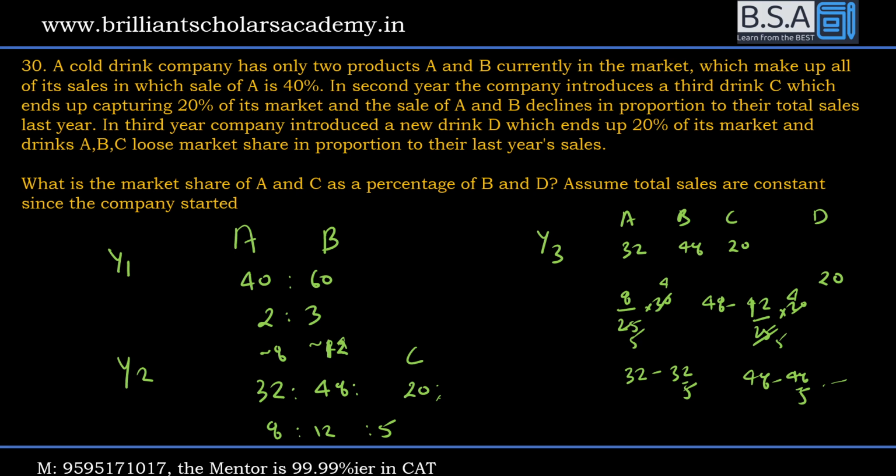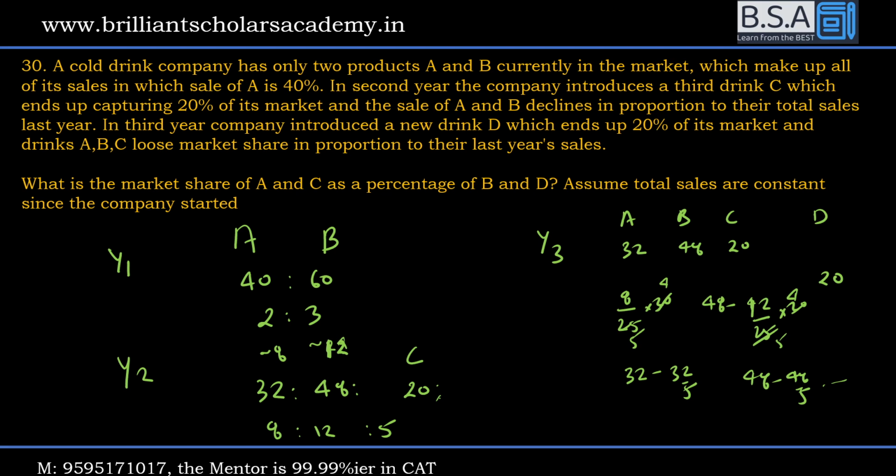Now when a new product enters, that product has captured 20% market. And your statement was A and B will lose the market in the ratio of 2 by 3. So when you divide 20 in the ratio of 2 by 3, do you see it is 8 and 12? Yes or no? Now here's your twist.